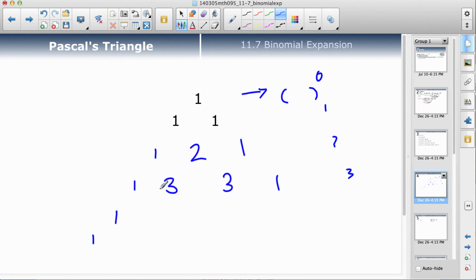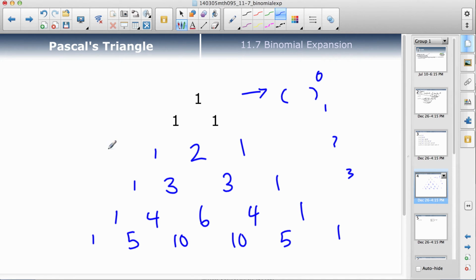Now this next one, 1 plus 3 is 4, 3 plus 3 is 6, 3 plus 1 is 4, and then a 1 at the end. And then my next row would be, what would this be? 5, and then this one a 10, a 10, a 5, and a 1.